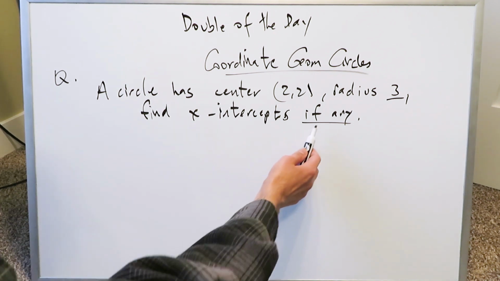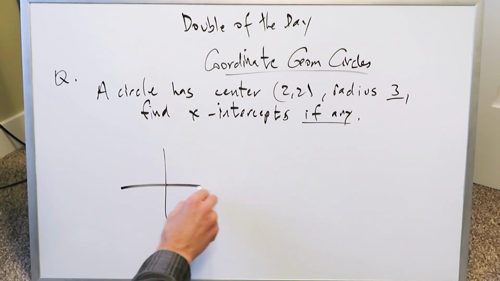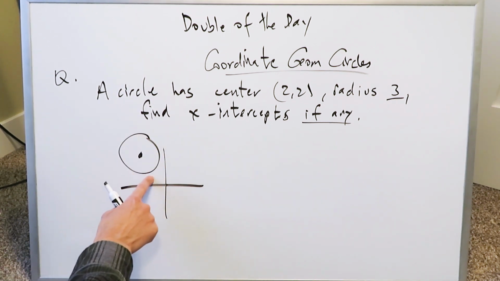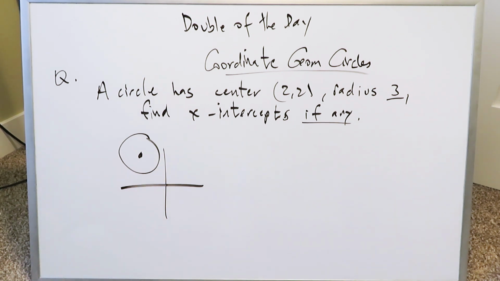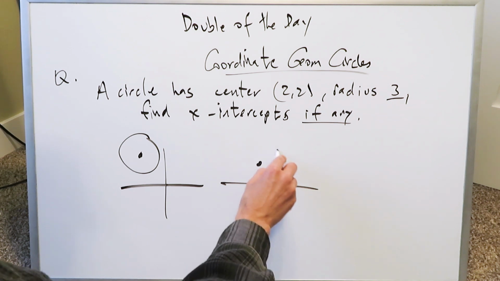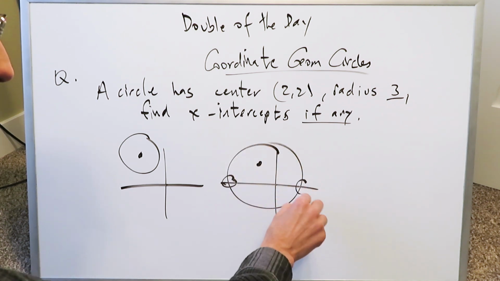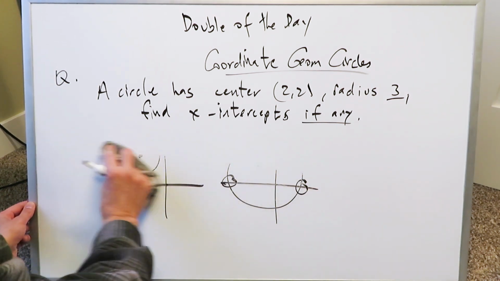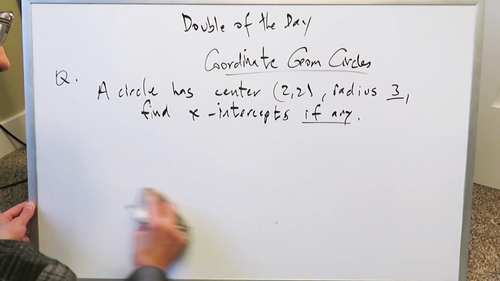The only reason why I'm putting "if any" is because you could technically have a circle supposedly right here, and the radius may be so small that the curve will never touch the x-axis and you'll have no x-intercepts. You could have a situation such as a circle like this, and then you're having two x-intercepts over here. We have to determine if this specific circle mentioned in the question has any x-intercepts, and we have to calculate those.